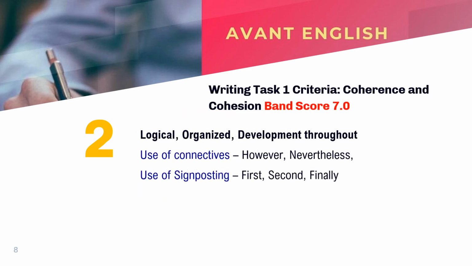Writing task 1 criteria, coherence and cohesion, band score 7. So coherence and cohesion deal with, is your paper logical? Is it laid out correctly? Is it laid out in a methodical way? Is it organized? Is there development throughout your report, that you start with one idea and you finish with another idea? Use of connectives like however or nevertheless, and use of signposting like first, second, or finally when appropriate.